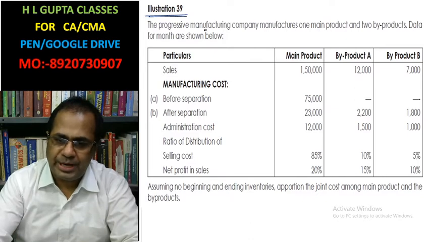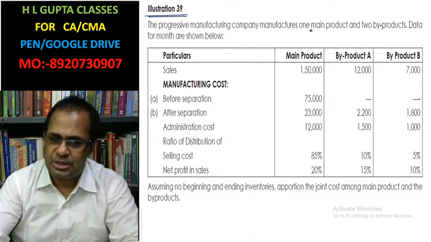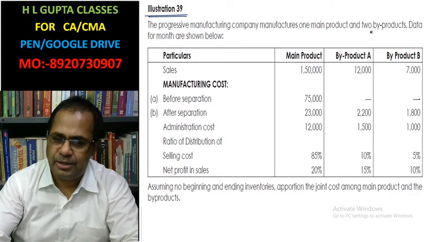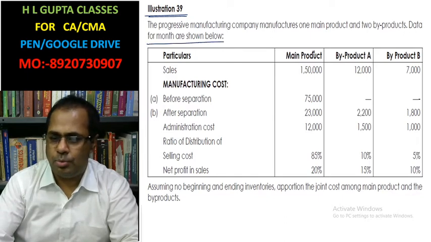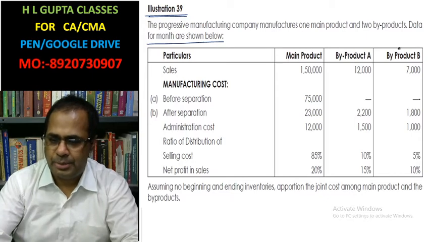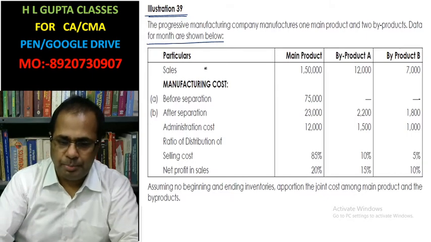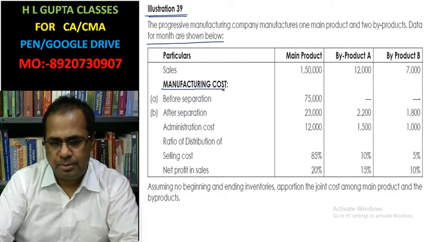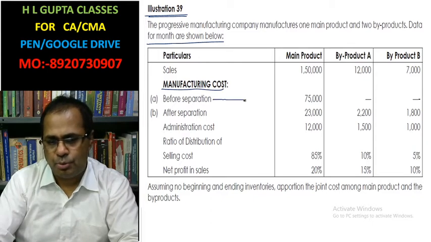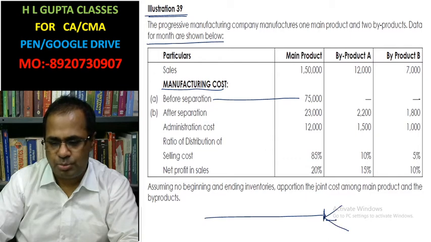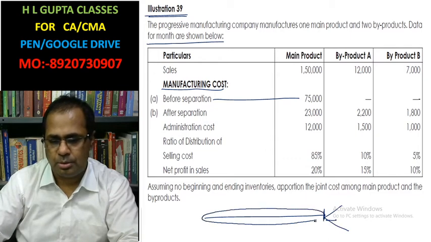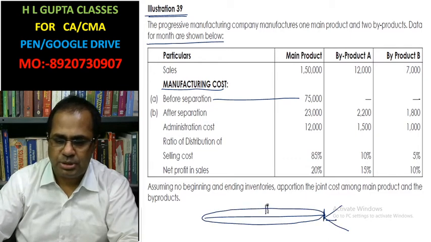The Progressive Manufacturing Company manufactures one main product and two byproducts, with data given below. This is the main product, and these are the byproducts. Manufacturing costs are given here before separation. Before separation means this is the point of separation. These costs are said to be before separation, and that is said to be the joint cost.